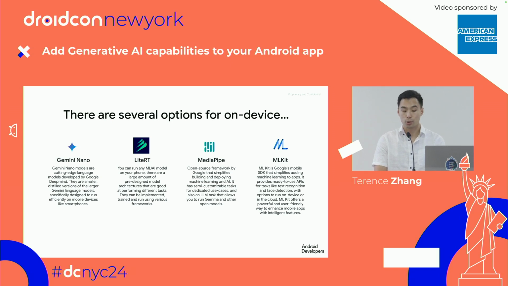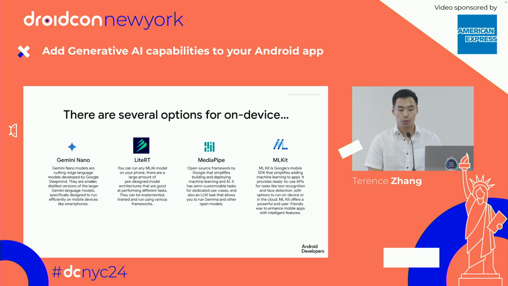MediaPipe is an open source framework by Google that simplifies building and deploying machine learning and AI. It consists of two different sets of tasks. One is a semi-customizable set of tasks for dedicated use cases. Those are more like traditional AI or ML. And there's also an LLM task that we'll cover in a little bit that allows you to run Gemma and other open models. MLKit, this last solution here, is Google's mobile SDK that simplifies adding machine learning to your apps.